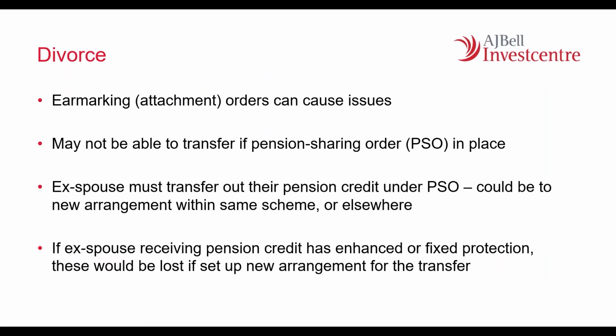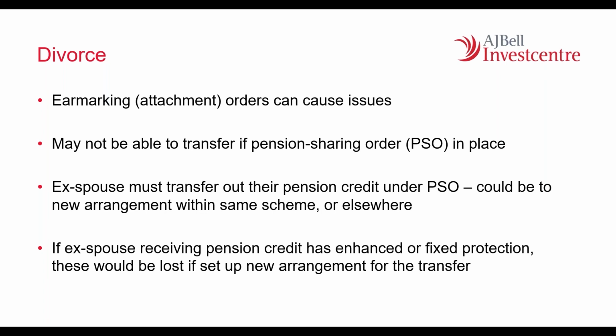Moving on to the cheerful divorce, ill health and death questions. First of all, when we're looking at transfers following divorce, earmarking or attachment orders. This was the pre-runner before we had pension sharing orders, which are much more common now on divorce. But there are still quite a number of pension schemes out there that have attachment orders on them, and this can cause problems if you want to make a transfer. They can cause problems in lots of ways, actually.